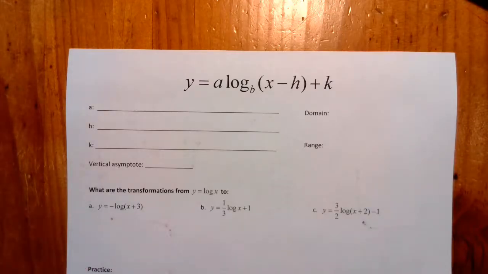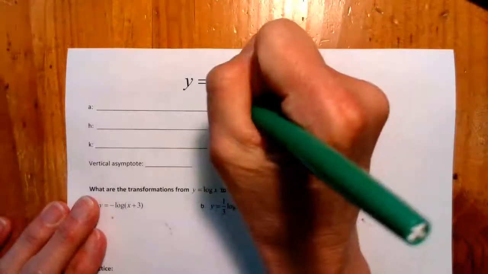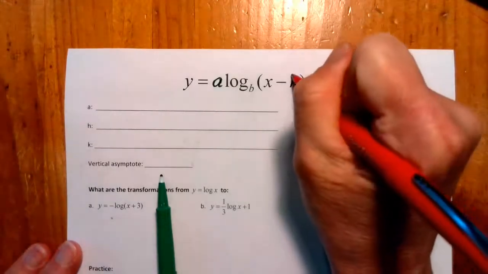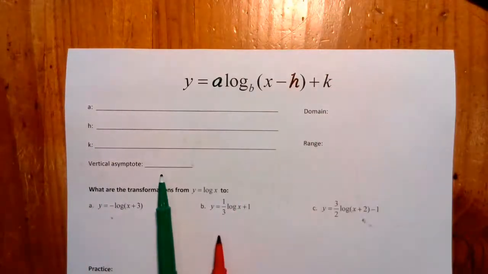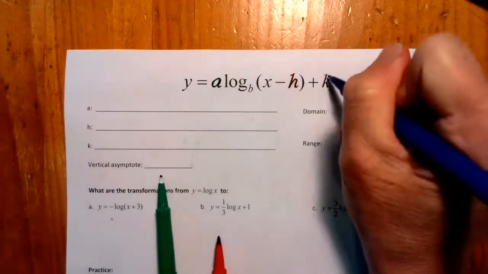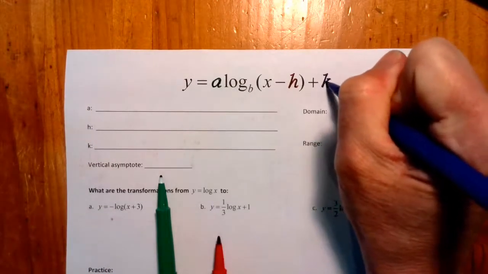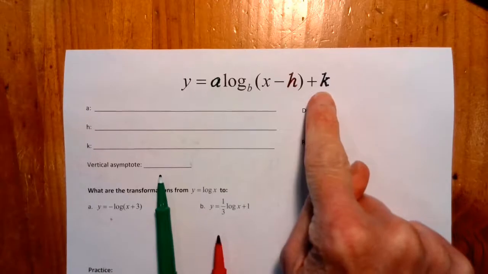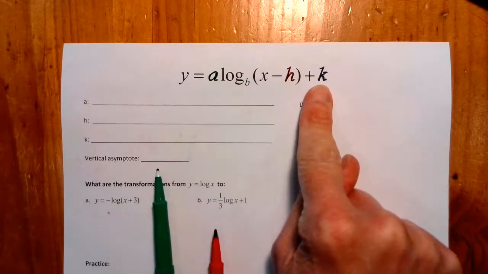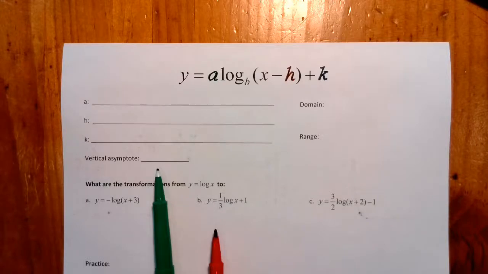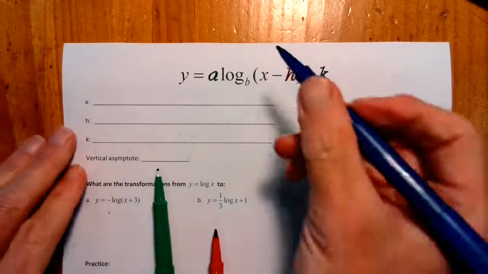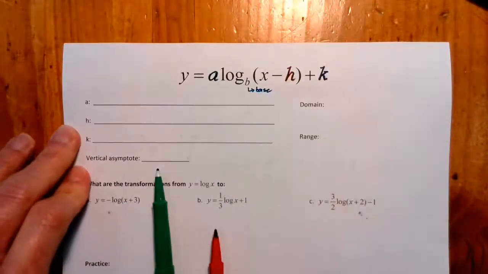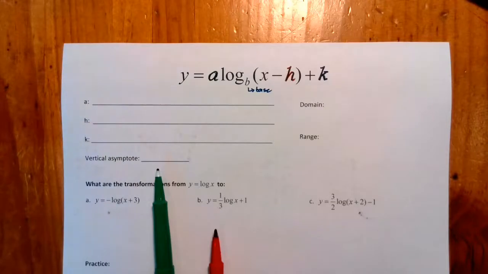Okay, so here we have something that should look very familiar to you because we've seen this A out in the front before. We've seen this H in with the X before. We've seen this K being added or subtracted before. So if you look at each of these three familiar friends, we can talk about what they're going to do to our log graph. Now, something to make sure you know, that this here is always going to be our base, and it is not part of our transformation, so we don't need to worry about that.